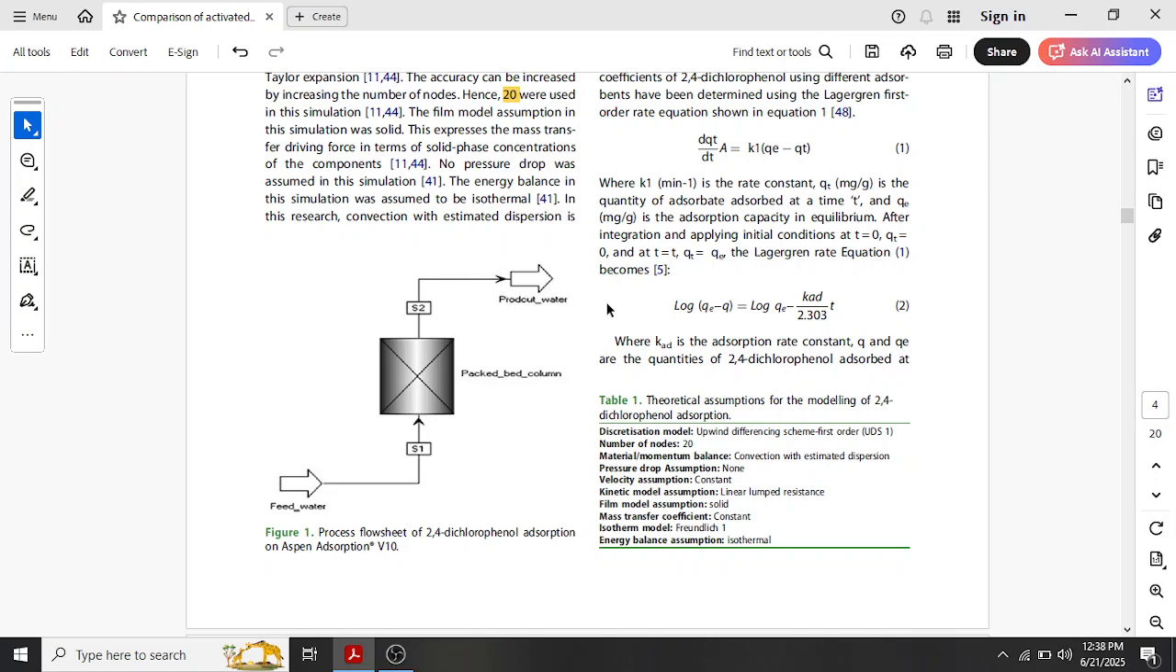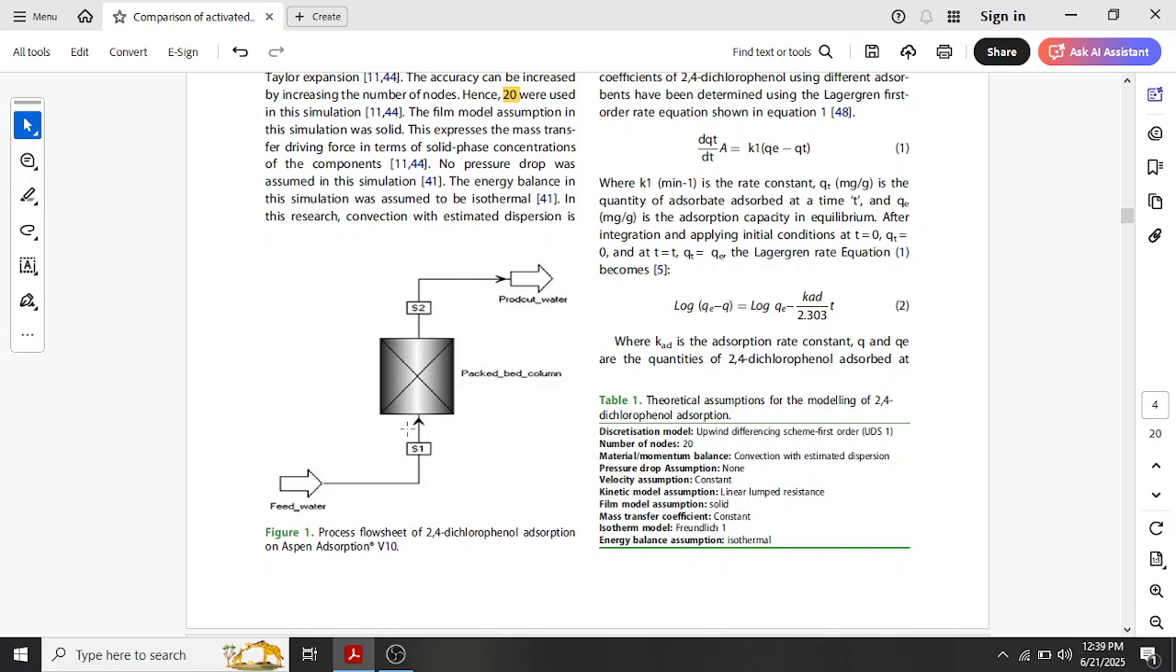So we will check the concentration of the 2,4-dichlorophenolic compound in this product stream. Once the concentration of the 2,4-dichlorophenolic compound in this product stream reaches 95% of the feed concentration, we will stop the flow rate. We will regenerate this column, and we will start this process again. So we will continue the process again.